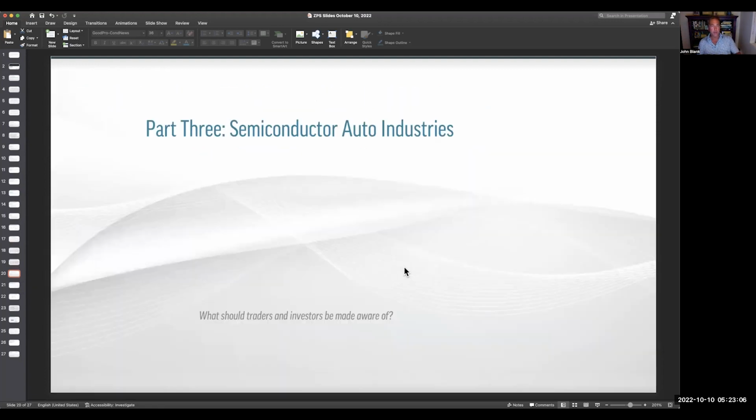Okay, so I'm going to go through one last thing today. That's the auto industries and the semiconductor story here. This will be mainly setting up for the next slides that we're going to do in a couple of weeks' time. But it is fascinating stuff, and it does relate to a lot of these companies.